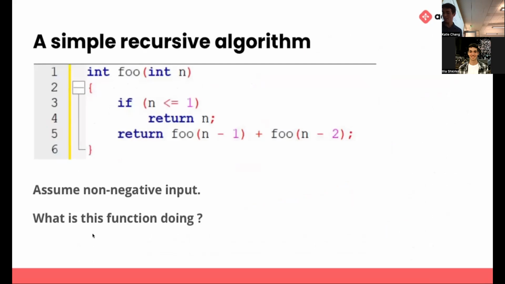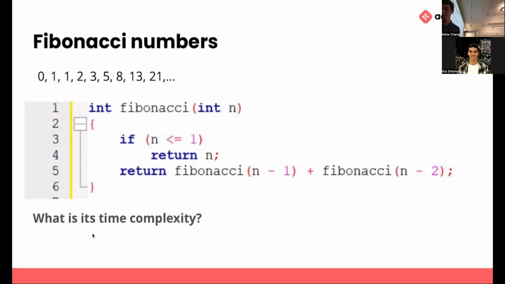So let's get started. To start with, please take a look at this recursive algorithm. Can you tell me what it is doing? Yes, correct. So assuming a non-negative input, this function is calculating the nth Fibonacci number. For those who don't know, Fibonacci numbers form a sequence which starts from 0 and 1, and every subsequent element is equal to the sum of its two preceding elements.